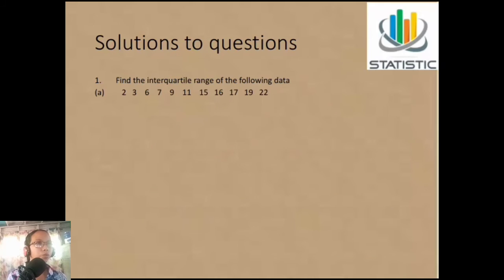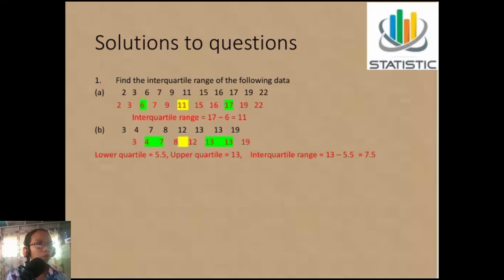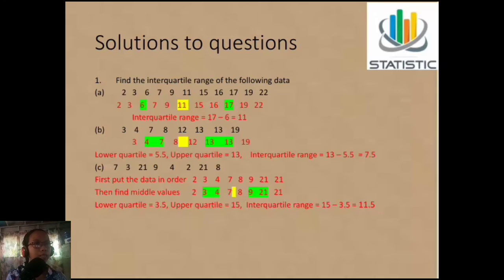Okay, here are the solutions to the questions. Find the interquartile range of the following data. So we have to arrange the numbers in ascending order. Then get the middle number, which is 11. The first quartile is 6. The third quartile is 17. So we get the interquartile range by subtracting 17 minus 6, which is equal to 11. And so on and so forth in letters B and C.